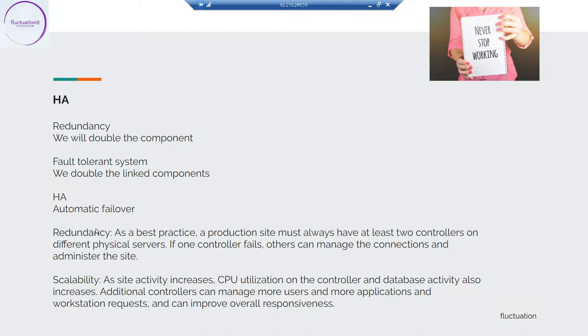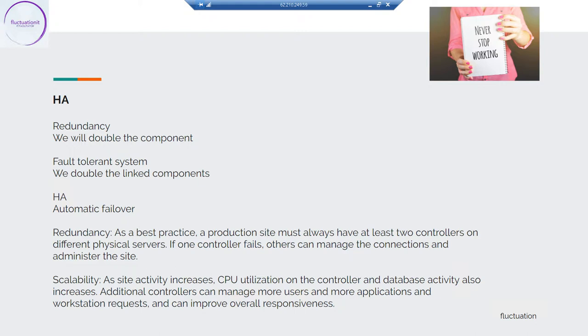So redundancy, as a best practice: a production site must always have at least two controllers on different physical servers. So if one controller fails, the other can manage the connections and you can manage the site. The best thing is to have two bare metal servers with your hypervisor and to put one controller on the first server and the second controller on the second server. If you have only one bare metal, be aware that the bare metal can have an issue, but it's not very often. And the two delivery controllers will participate in active-active to the resolution of the VDA.